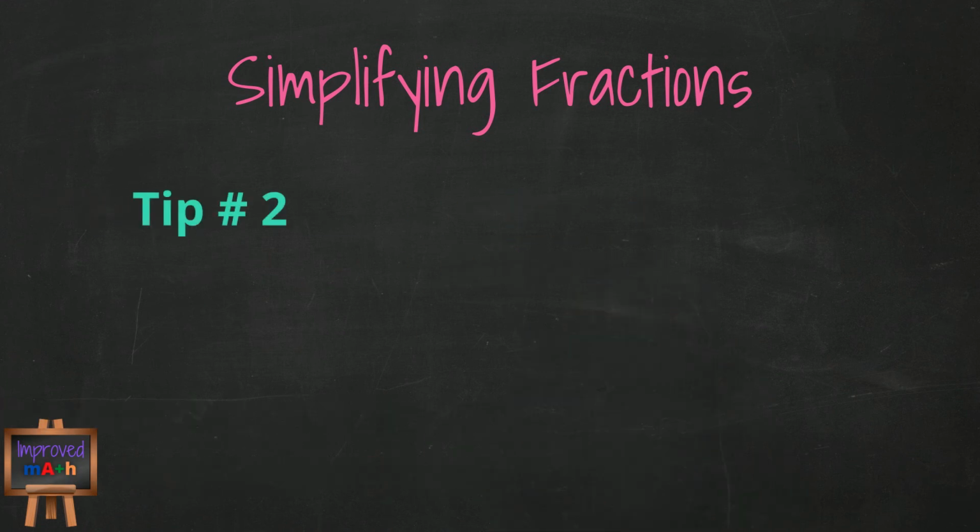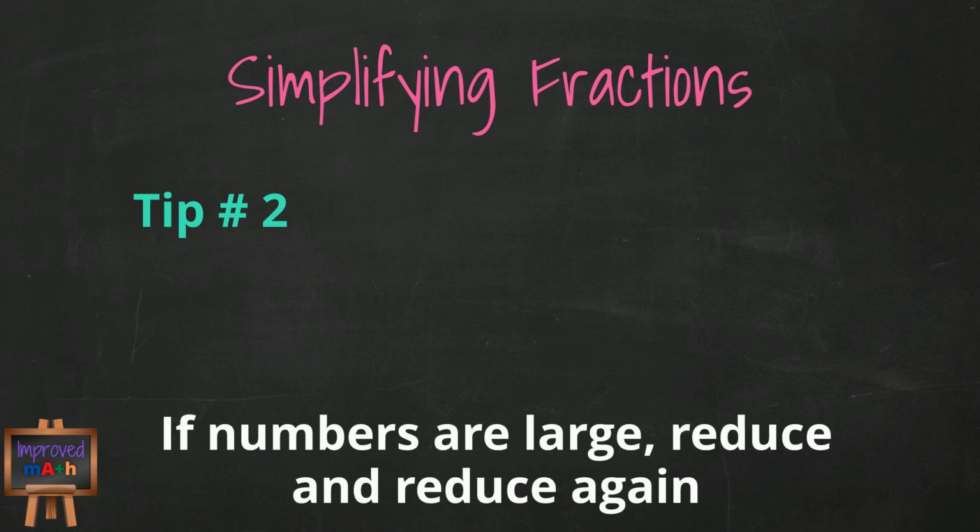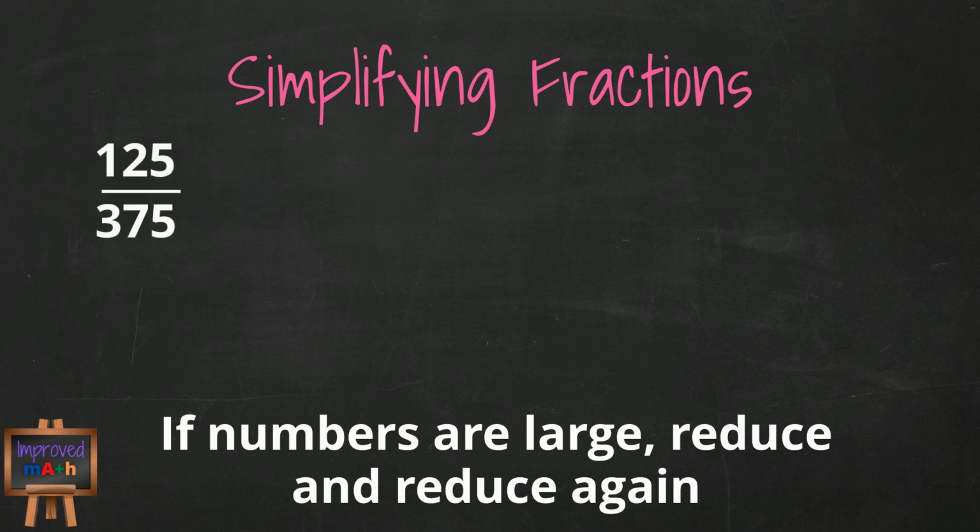Tip number 2. If you're working with large numbers and you don't know the factors of all of them, you can reduce the fraction partially and then reduce it again. Let me show you how that works. Take the fraction 125 over 375. Do you know the factors of 125 and 375 off the top of your head? I don't. I mean, I could figure it out, but there's got to be an easier way.